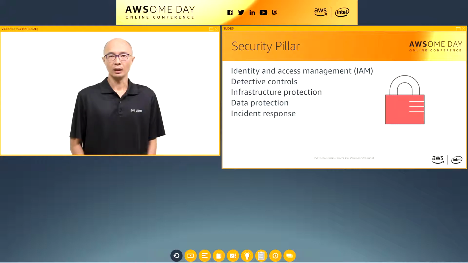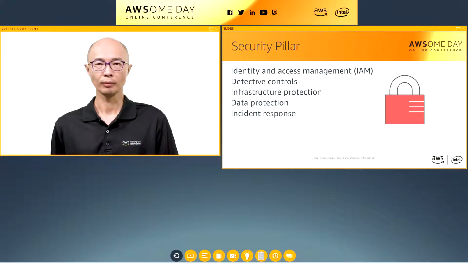The security pillar encompasses the ability to protect your information, systems, and assets. It accomplishes this while delivering business value through risk assessments and mitigating strategies. To dive a little deeper here, cloud security is comprised of 5 areas. Let's briefly look into each area.